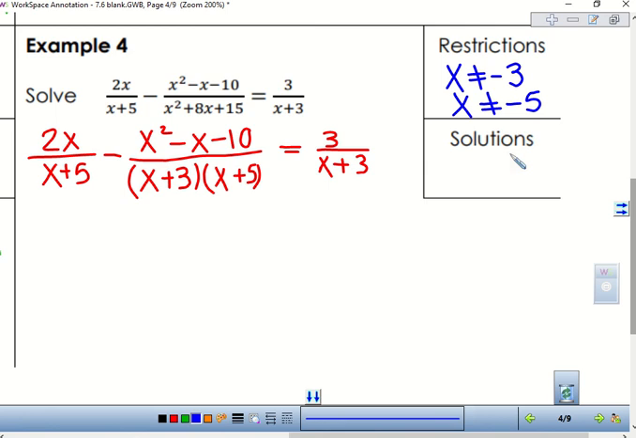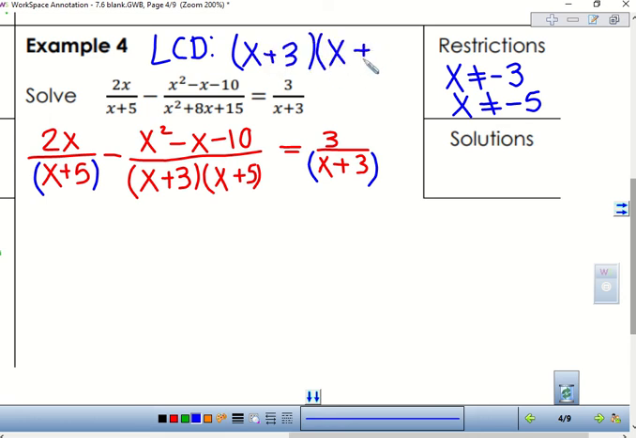So then from here, we're going to identify our LCD. And are you starting to get the hang of what the LCD is here? What do you think? Good, x plus 3 and x plus 5, because those are the two factors that comprise all of the denominators. It doesn't matter because it's commutative. Yep, good question.